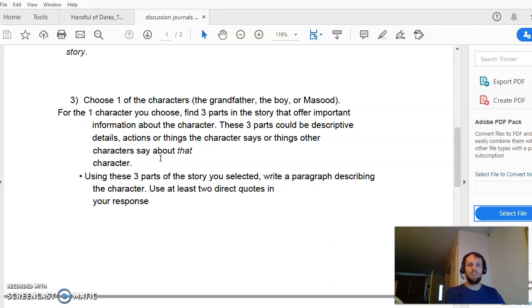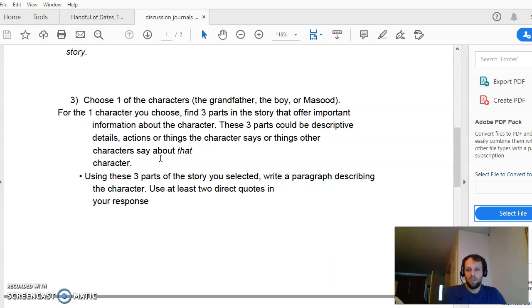So again, question number 3 is asking us to look in the story and find evidence supporting what type of character your choice of character is. So we started with the grandfather and then went to the boy and then started talking about Masood. So again, we want to find information from different parts of the story about these characters. And in some cases, we want to find information from different perspectives about these characters.